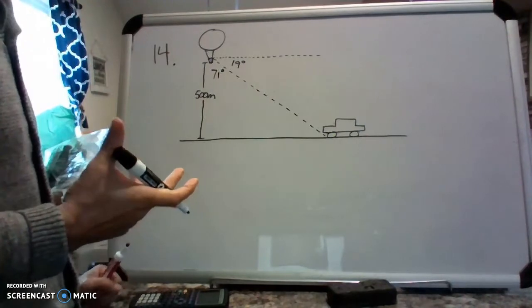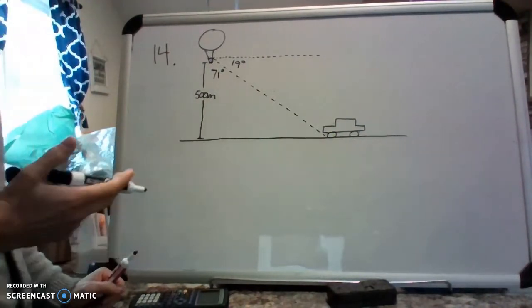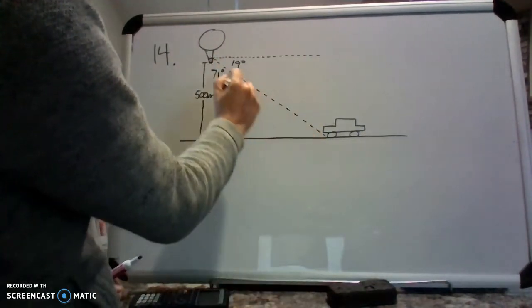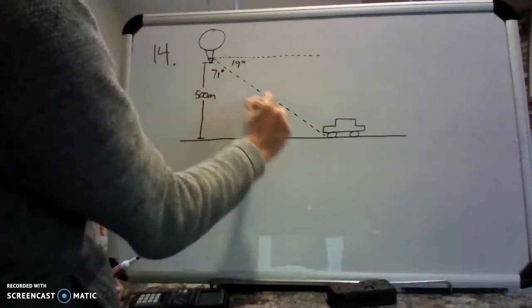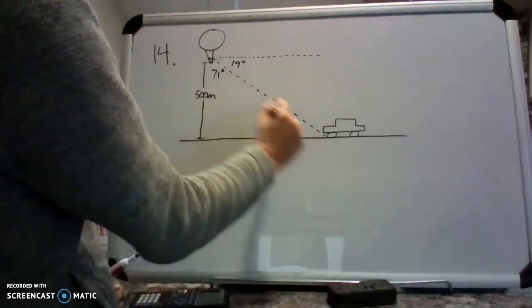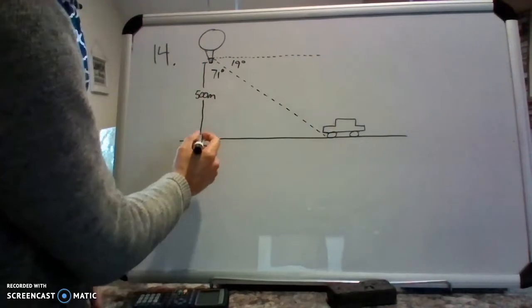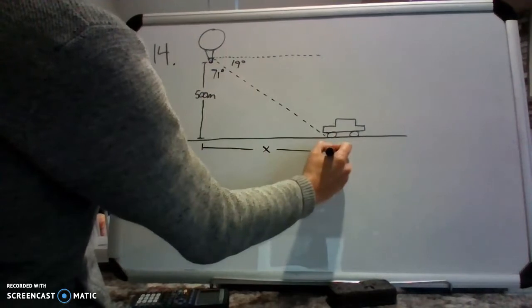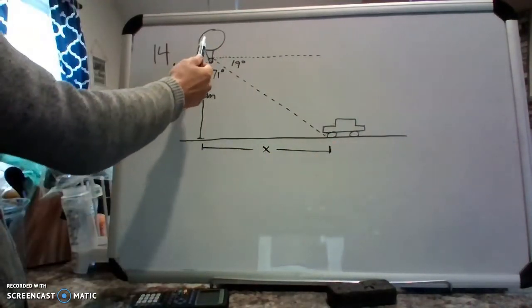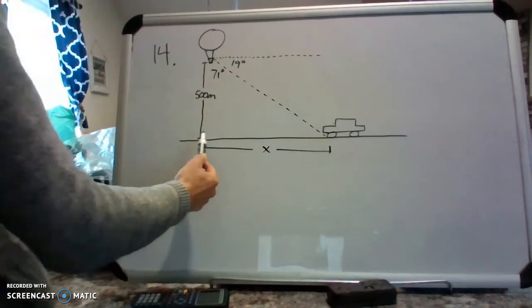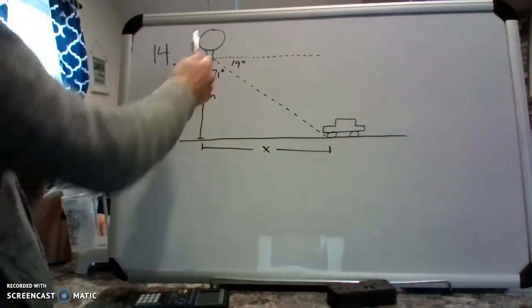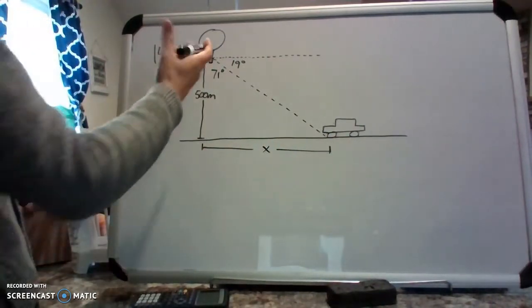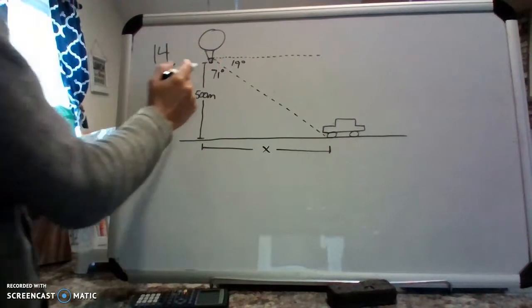All right, so it asks us to find the horizontal distance between the balloon and the car. Obviously they're not asking us for this distance right here, because that is not a horizontal line. That would be the direct distance between the balloon and the car. What they're actually asking us for is, if you drop straight down from the balloon to the ground, what would that ground distance be between the balloon and the car?